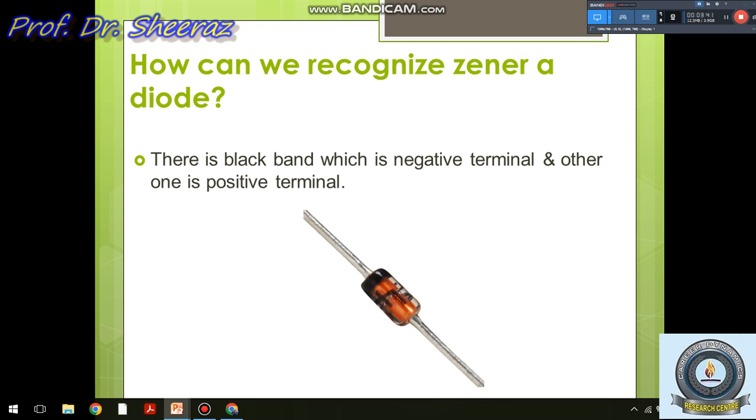How can we recognize a Zener diode? Now this is the symbol for a Zener diode. There is a black band which is the negative terminal, and the other one is the positive terminal.